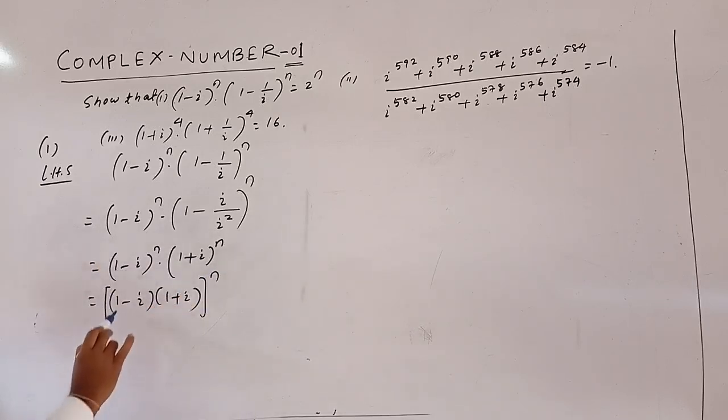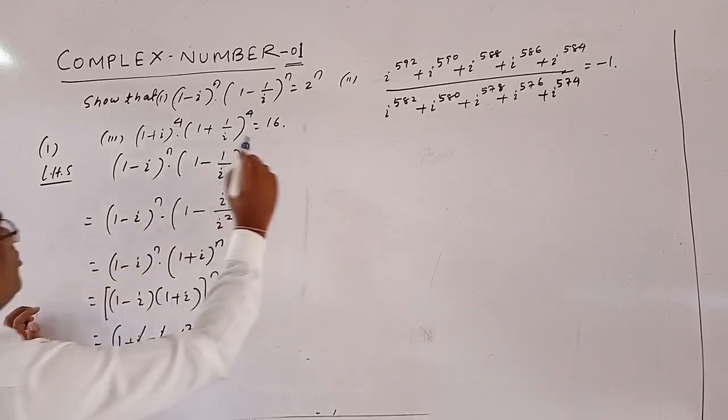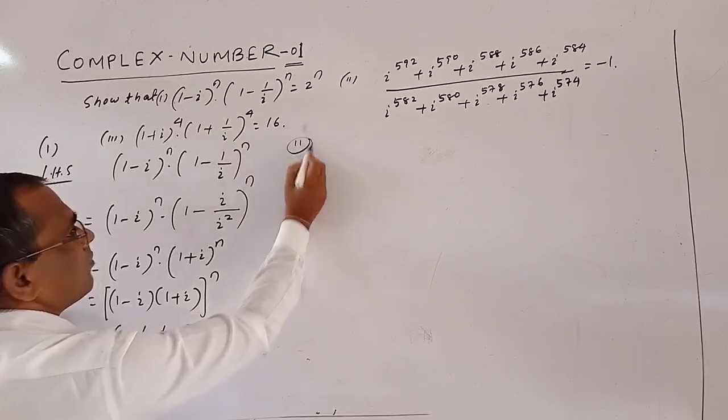Now multiplying this one: 1 plus i minus i, minus i square, to the power n. Okay, plus i minus i cancel. So 1 minus i square, where i square means minus 1, so minus of minus 1 means plus 1, that is 1 plus 1 to the power n. This is 2 to the power n. Okay. Next number 2, answer 2.